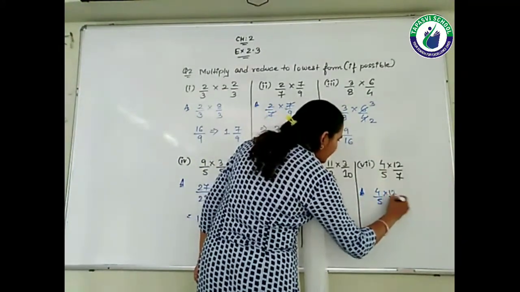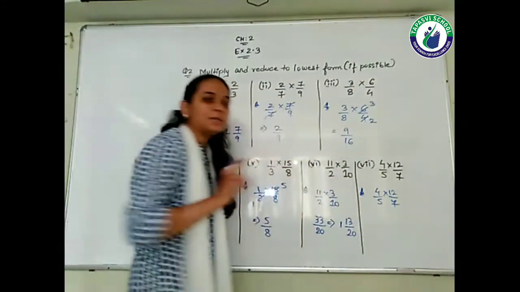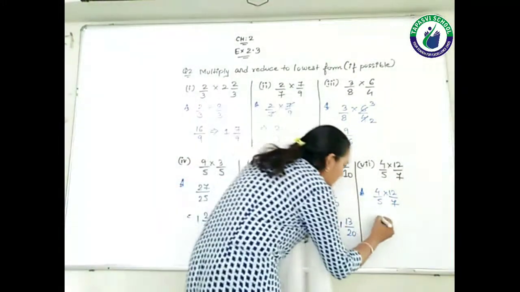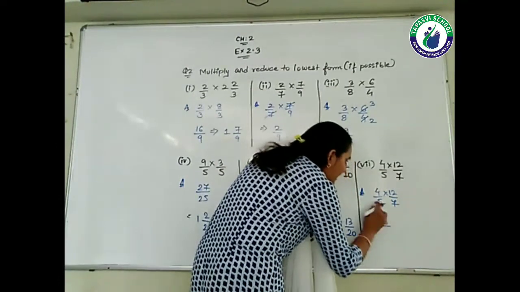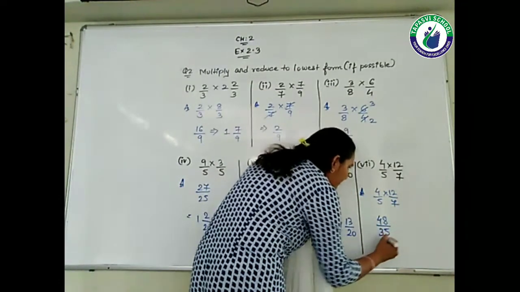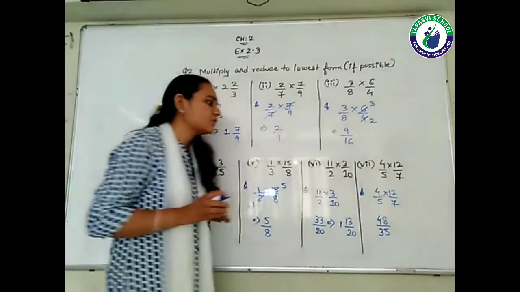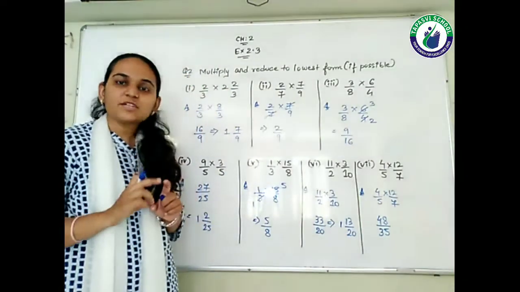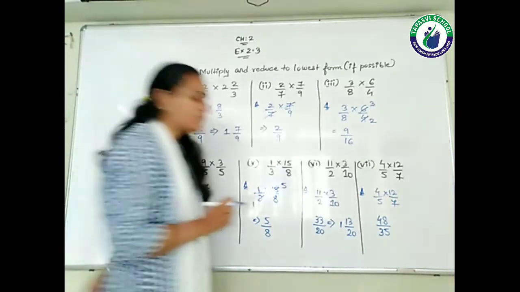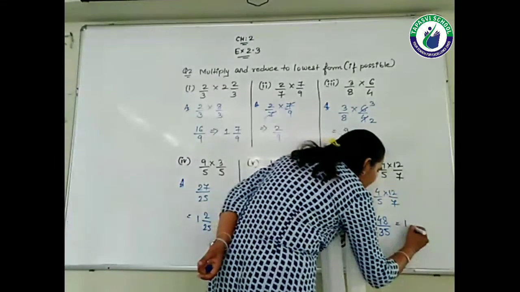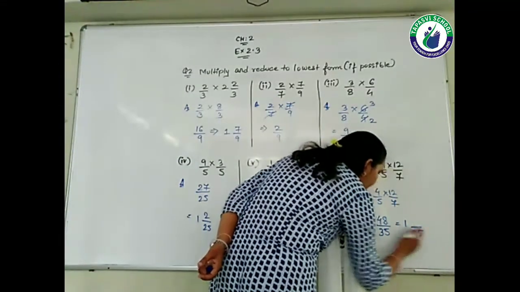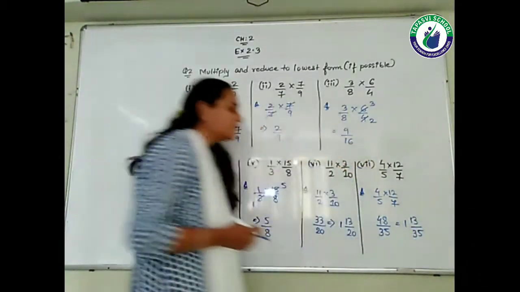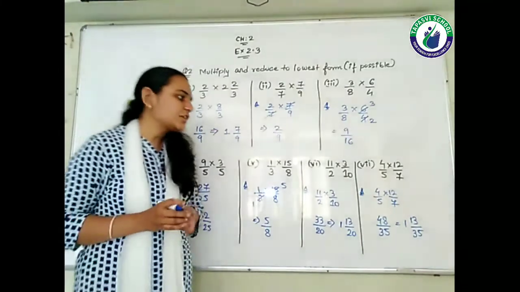So here also nothing can be cut down, so I am directly multiplying it side. 12 4s are 48 and 5 7s are 35. This is an improper fraction, so we need to convert it into a mixed fraction. So 1 integer 13 upon 35, because 1 35 is 35 plus 13 will get 48.